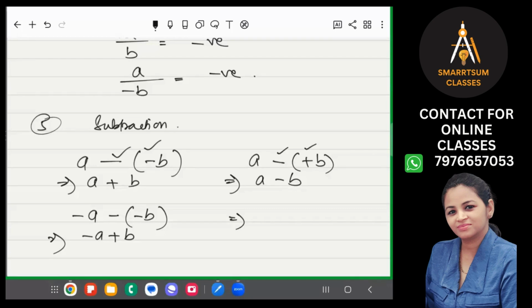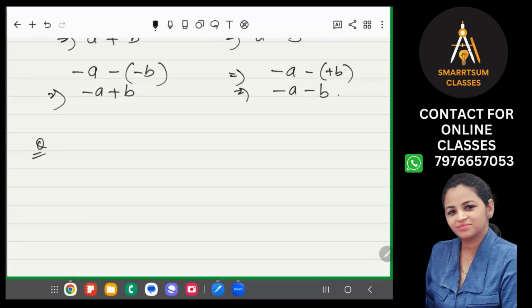Everybody got this? Yes, sir. Minus a minus plus b, then it will be minus a minus b. Getting that? So in this, we will first solve the mathematical expression when we have multiple signs, and after that we will follow the rule of addition only. Is that clear? Any doubt till here, please?